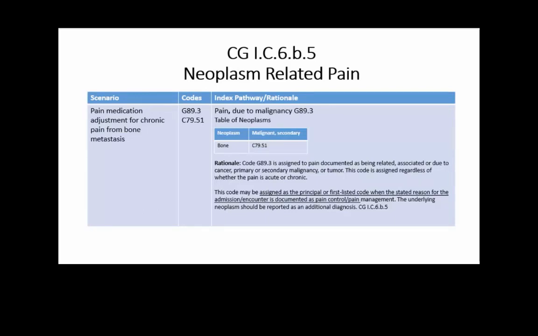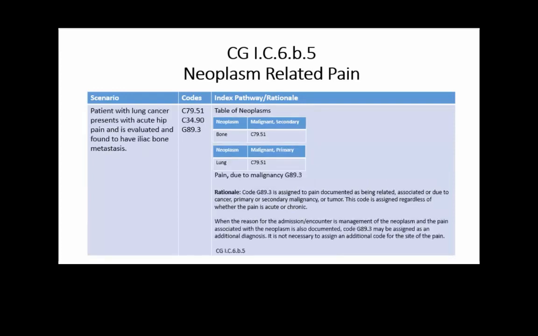Here's an example. The patient is admitted for pain medication adjustment for chronic pain from bone metastasis. The admission is for the pain due to the malignancy. So that would be your principal diagnosis, G89.3. We would assign the bone cancer, which if it's a metastasis, it's a secondary malignant code. So going to the table of neoplasms, you would see bone and then the column that says secondary malignant, and that would be C79.51 would be your additional code or your secondary code. Notice again that the reason for the encounter or the admission is what determines your principal diagnosis.